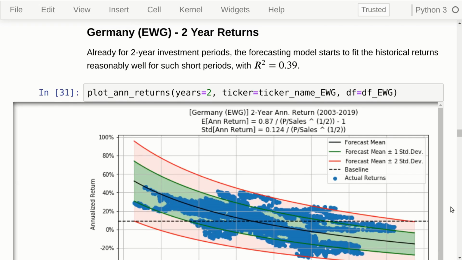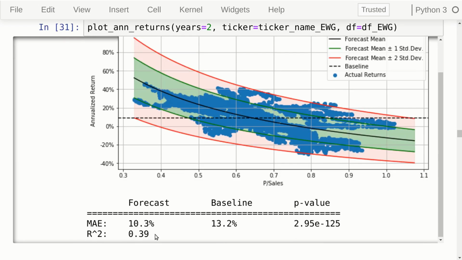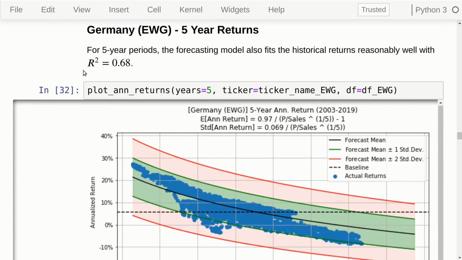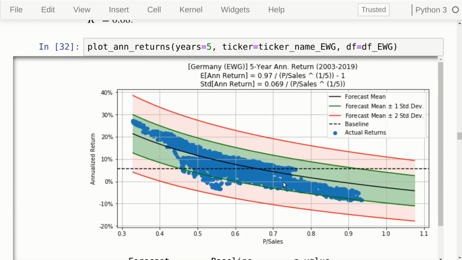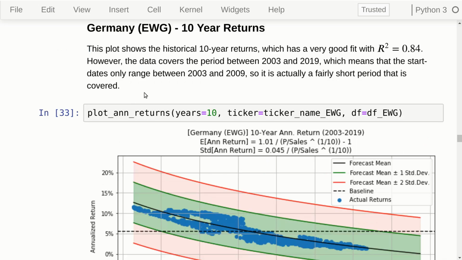So let's try and use a forecasting model for 2 year annualized returns. And the plot shows quite a lot of dispersion around the forecasted mean, but the R-squared value tells us that a fairly decent amount of the variance in the data is actually captured by the forecasting model. And we can try and look for 5 year annualized returns. So now the plot shows a tighter fit around the forecasted mean, and indeed we have a higher R-squared value of 0.68.